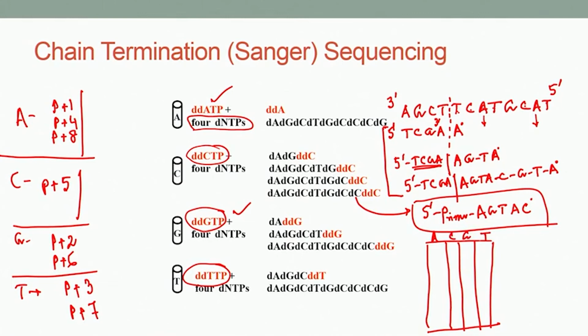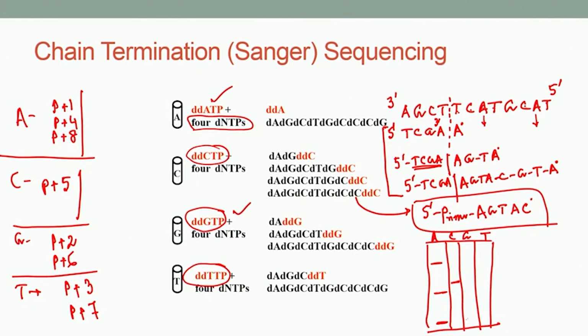So, what will happen? In the A lane you will have 3 pieces. One will be the minimum molecular weight. Then you have somewhere here the p plus 4 and somewhere here the p plus 8. And then for the C lane you will get only one piece, and that will be here, because that will be a little bit below the p plus 4.